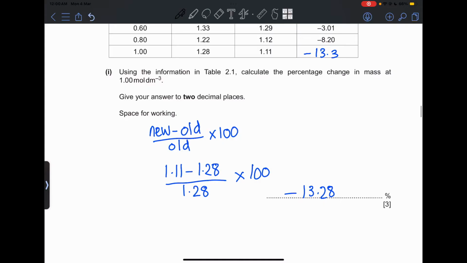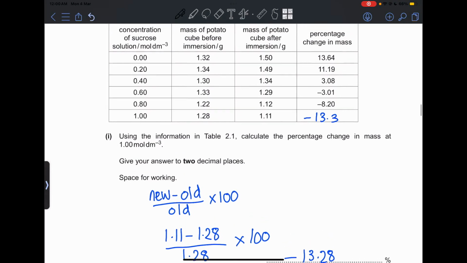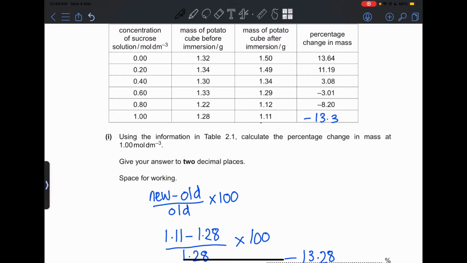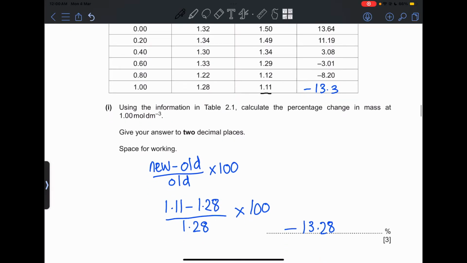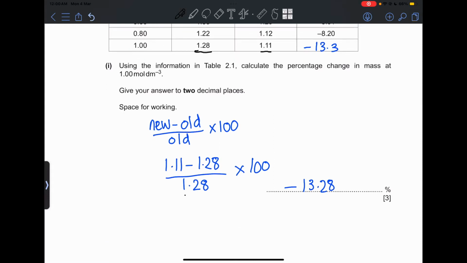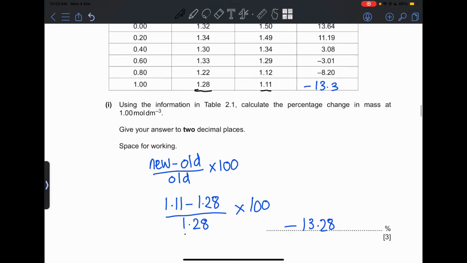So over here, we know that if you want to calculate any percentage change, then you have to do new minus old over old. What does that mean? You have to do the new value over here, which was 1.11, minus the old value before the change, which was 1.28, and you have to divide over the old value again, which was 1.28, and you have to, of course, multiply by 100 to get the percentage. You're going to calculate that on your calculator, and you're going to get negative 13.28. So this is the percentage change that you will get.